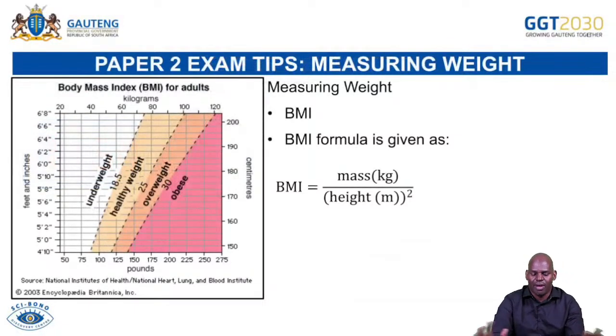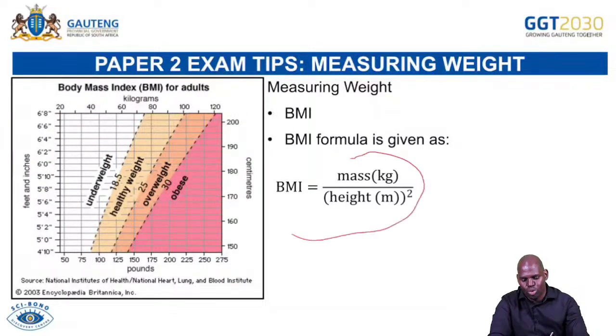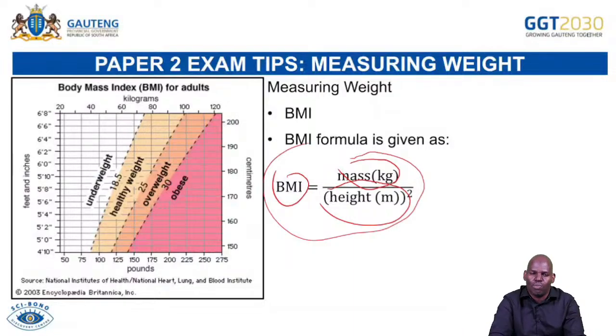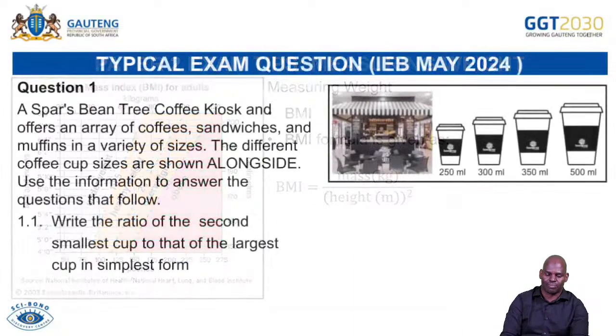Okay, the BMI, very, very important. So you also need to know how to read the growth charts, and you must also be able to use the BMI formula. If the BMI is given and they ask you to calculate the mass, you must know how to calculate it. If you are given the BMI and the mass, and then they ask you to calculate the height, you must also be able to calculate it. It's very, very important, boys and girls.